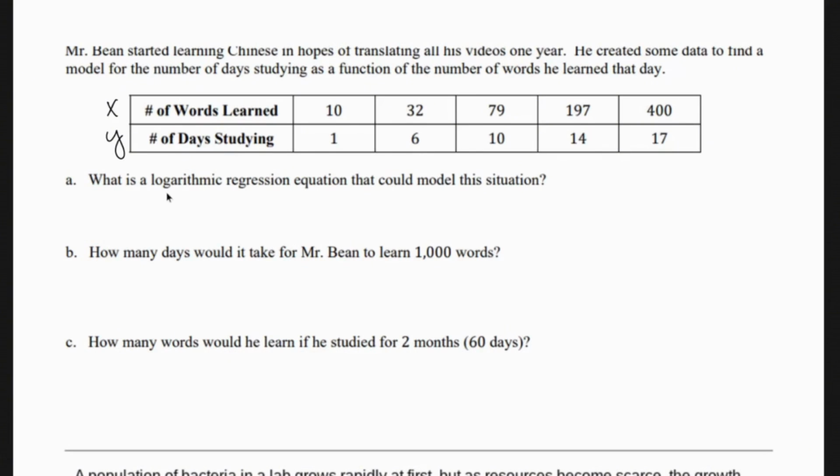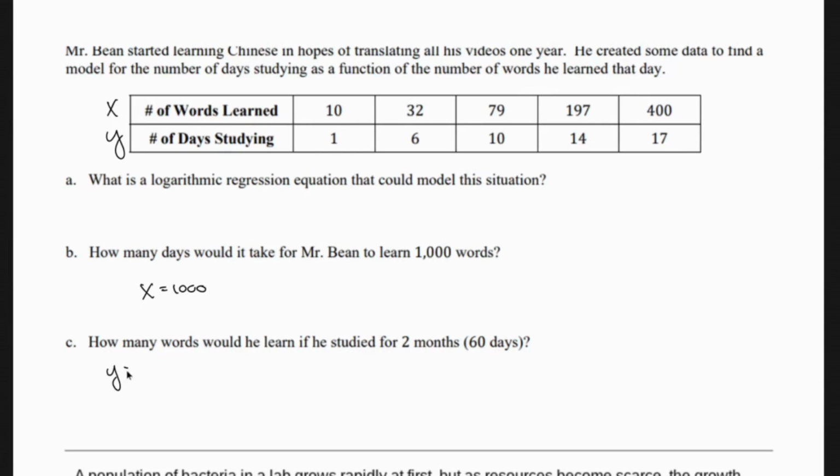Okay, so that's just doing what we just did. How many days would it take for Mr. Bean to learn 1,000 words? So that's what would happen if we plug in 1,000 for x. Okay, and how many words would he learn if he studied for 2 months? Which means, oh wow, that means our y is going to be 60.